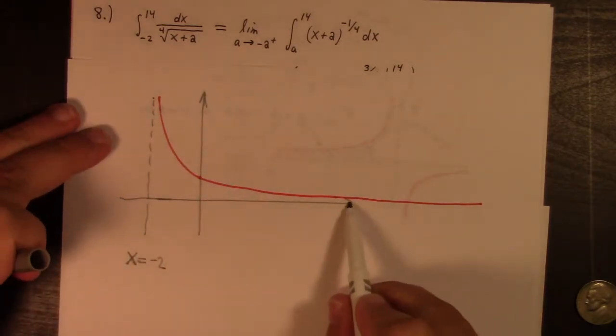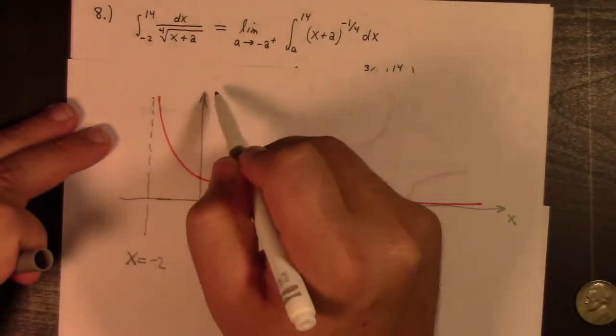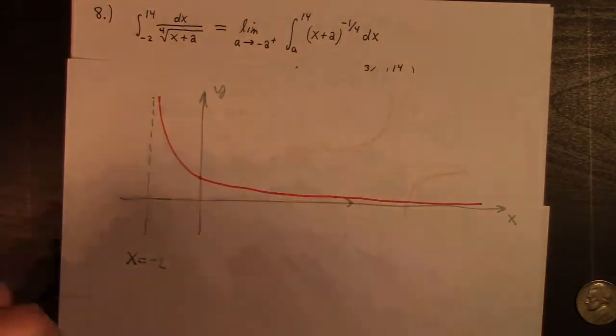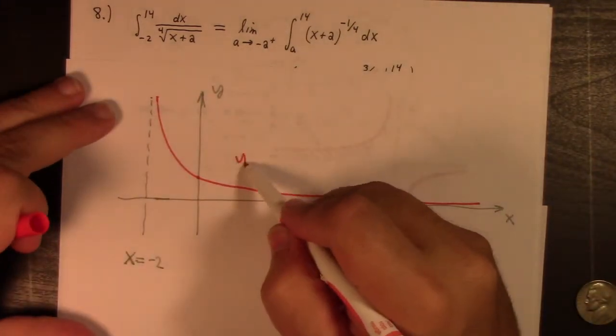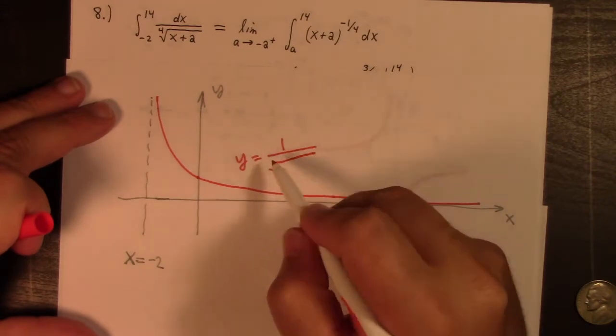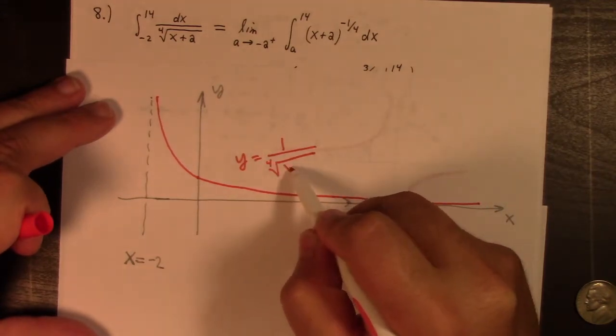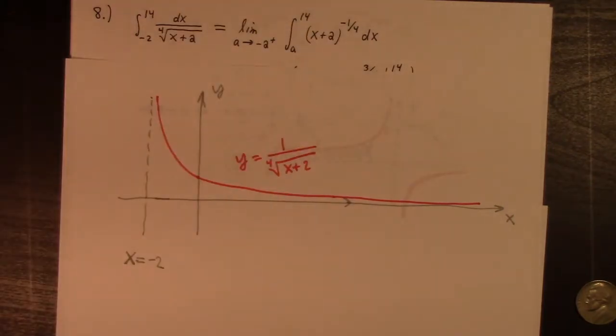You can skip past this part if you want. And there we go. Here's x, here's my y. I'm looking at the graph for a second here. y equals 1 over the 4th root of x plus 2. We're just calculating with this integral the area.